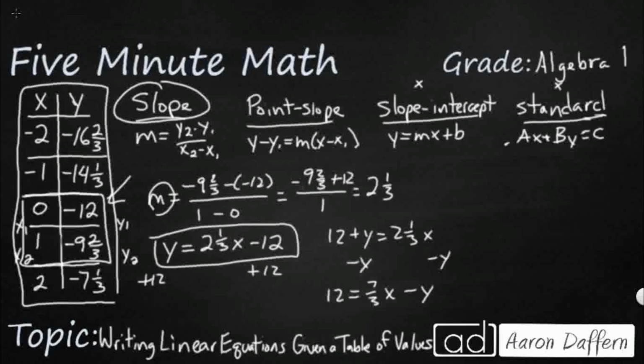Usually we don't like that denominator there, so I'm going to multiply both sides by 3. And so we're going to end up getting 36 equals 7x minus 3y once we distribute this out. That's how you would write it in standard form. Let's look at another example.